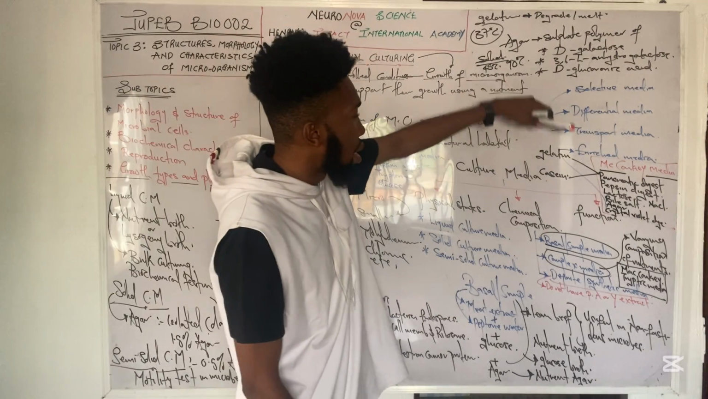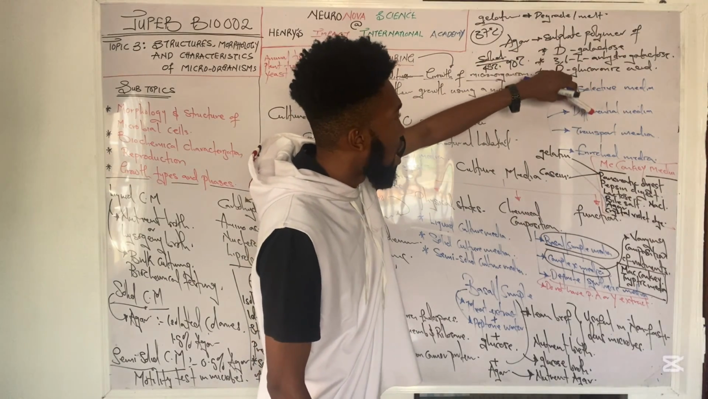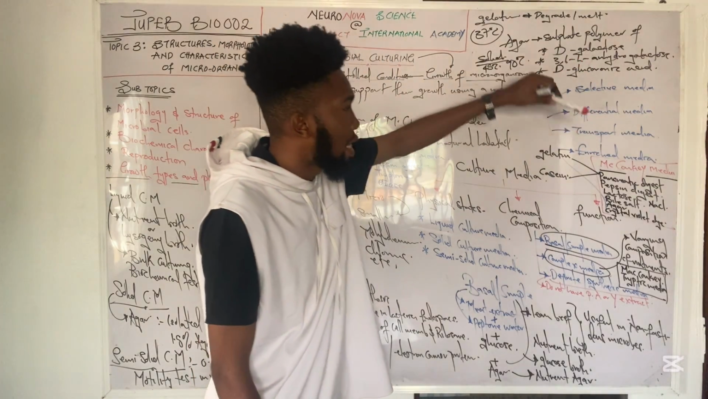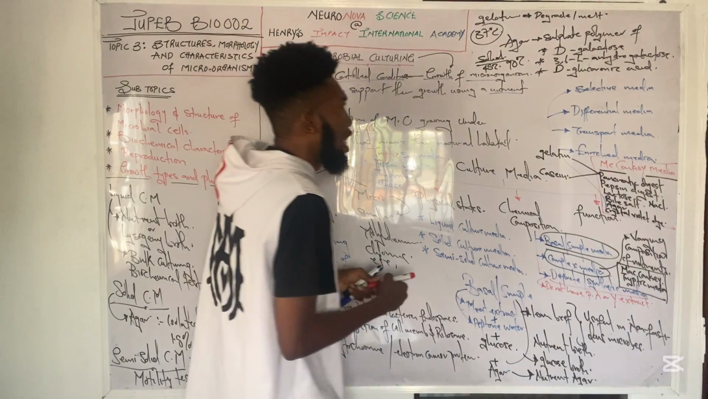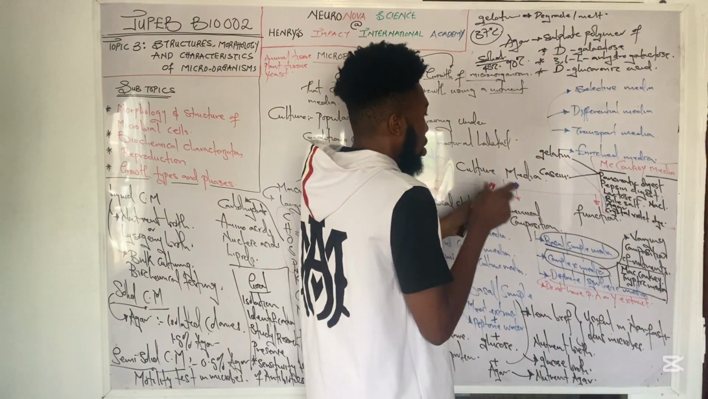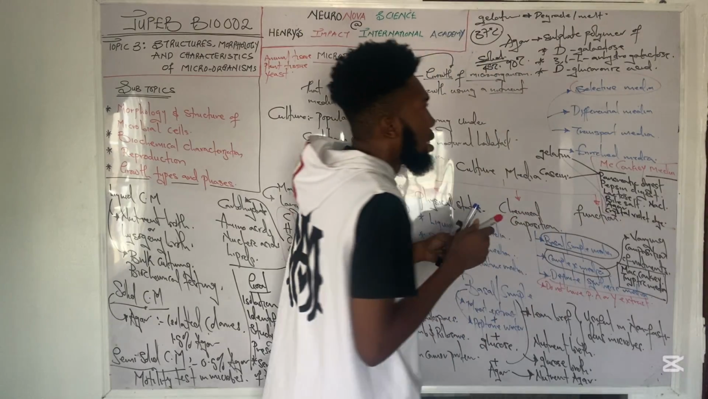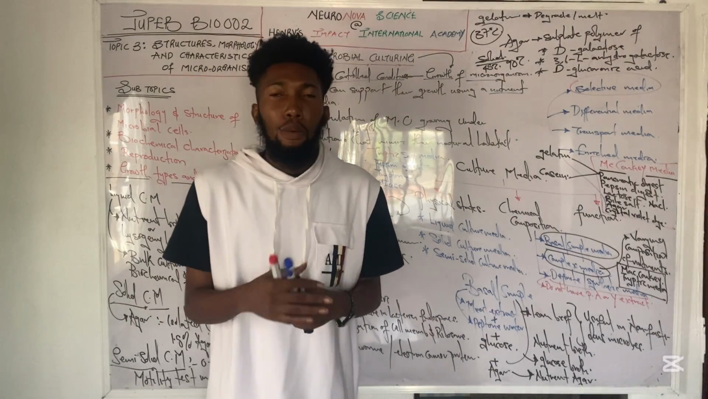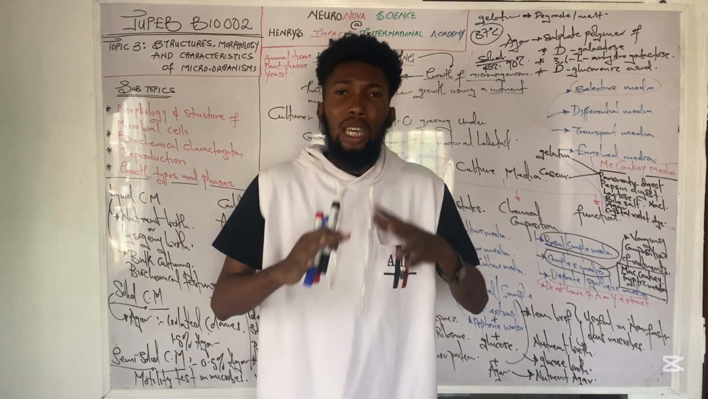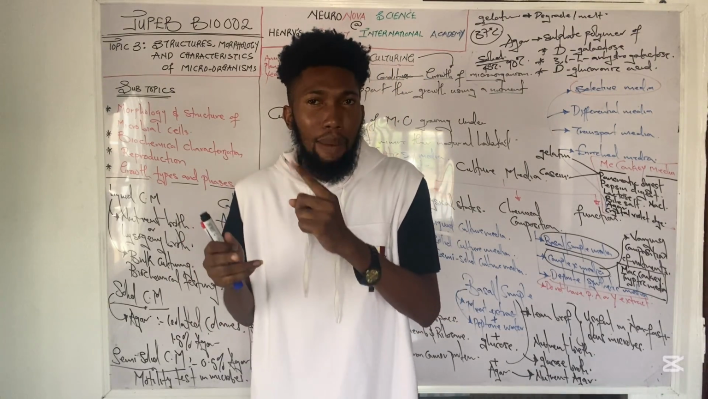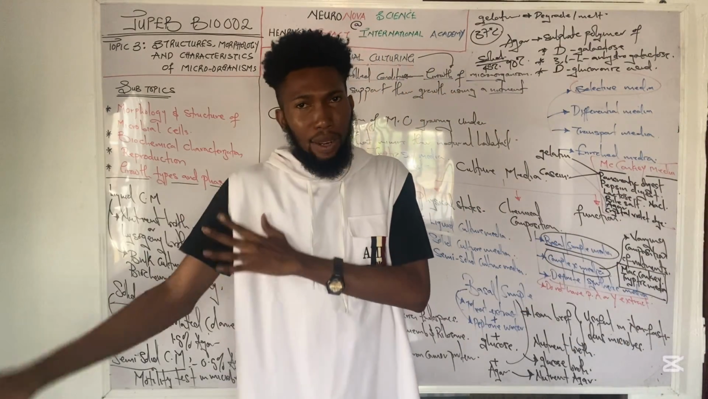Now we're going to be discussing the classification based on function. We have the selective media, the differential media, the transport media, and the enriched media. So basically, what is a selective media? It's very, very simple, I promise. A selective media is a media that contains ingredients that have the ability to inhibit the growth of some microbes and support the growth of another type of microbe.